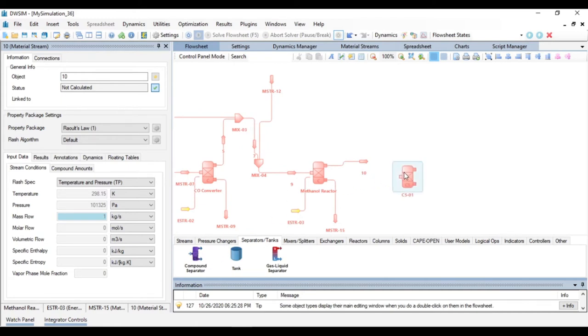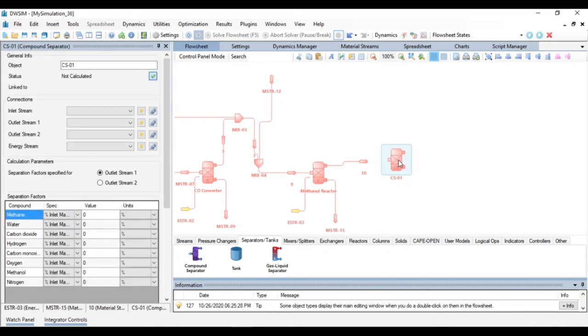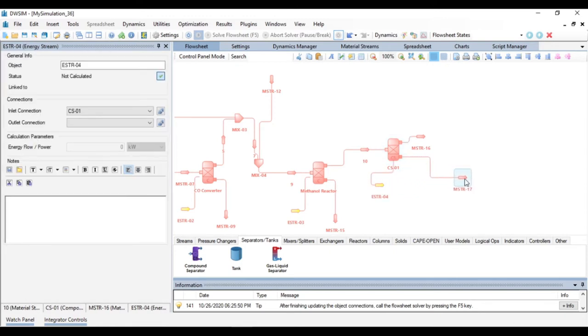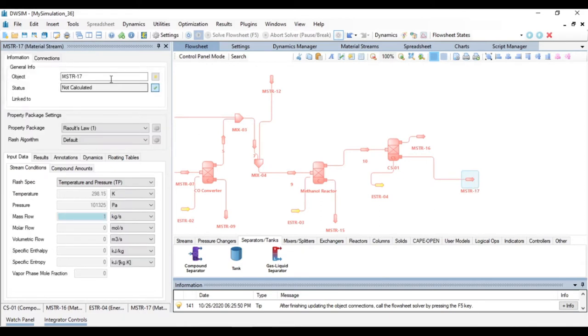So the separator, we will name this as the condenser. So we'll drag it up. There you go. So the inlet stream is stream 10. We'll have two outlet streams, also an energy stream. Forgot to add it. Okay, there you go. So the lower stream, we will name this as the methanol solution. This is stream 11. Hit enter.